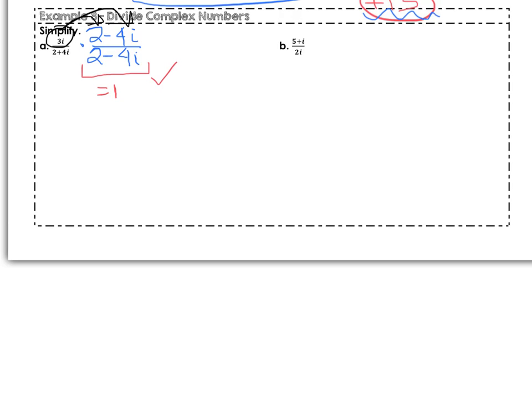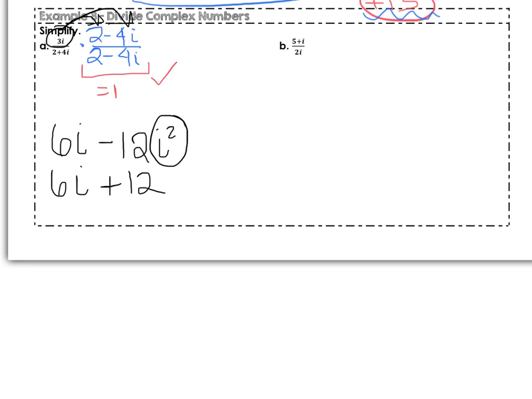So on the top, we end up with 3i times 2 is 6i. 3i times negative 4i gets me negative 12i squared. And we know i squared is negative 1. So this would give me a numerator of 6i plus 12.